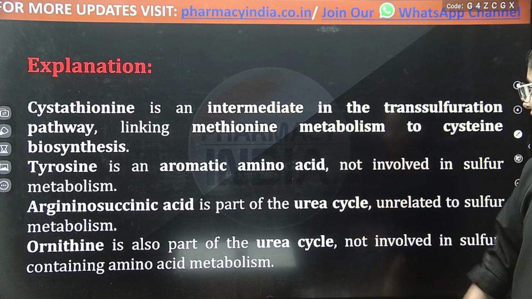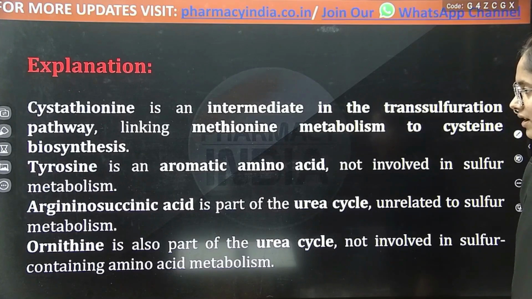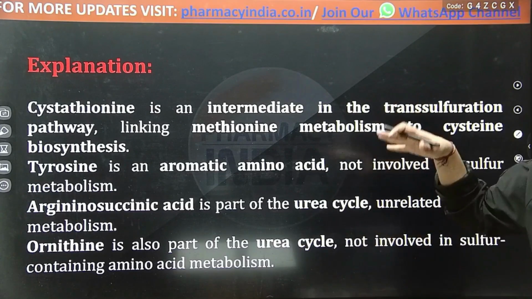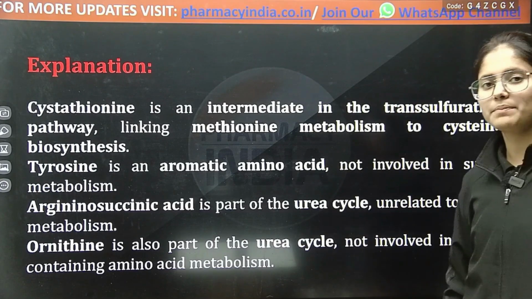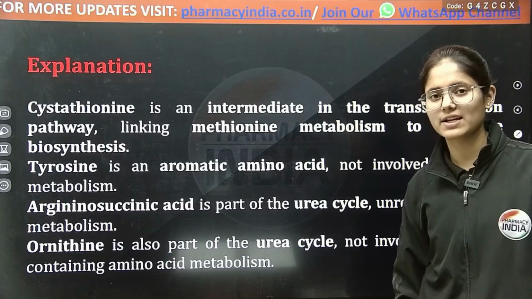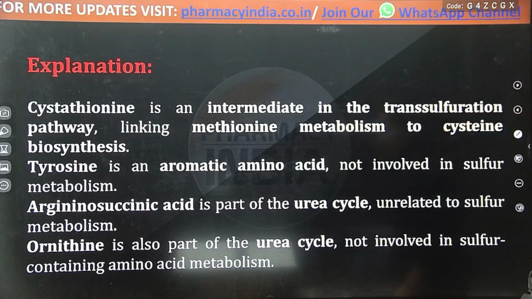Tyrosine is an aromatic amino acid not involved in sulfur metabolism. Arginosuccinic acid is a part of the urea cycle unrelated to sulfur metabolism, and ornithine is also a part of the urea cycle. It is also not related to metabolism of sulfur containing amino acids.